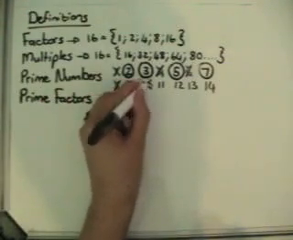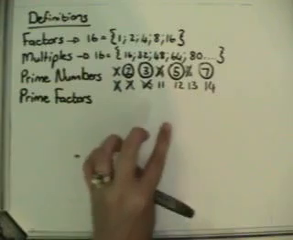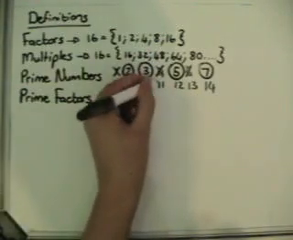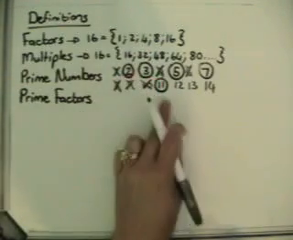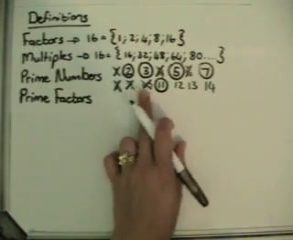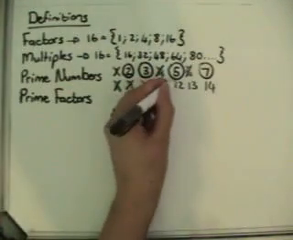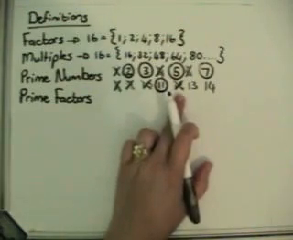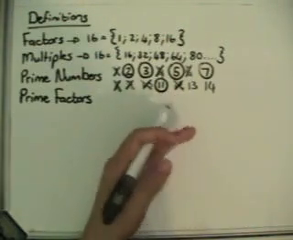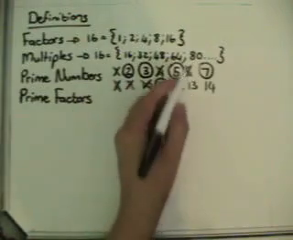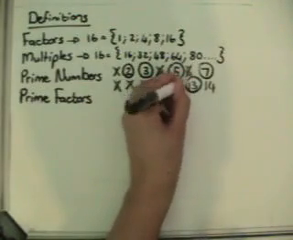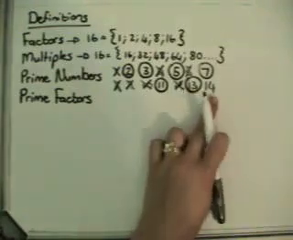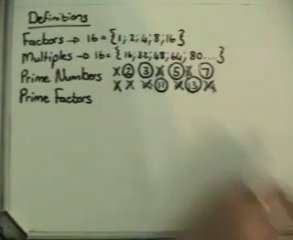10 is also not prime because it has factors 1, 2, 5, and 10. 11 is prime because the only factors that it has are 1 and 11. 12 is definitely not prime because there's many things that can divide into 12: 1, 2, 3, 4, 6, 12. 13 is prime. It only has the factors 1 and 13, and then 14 is not prime.